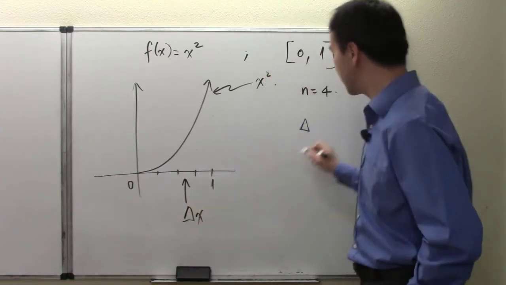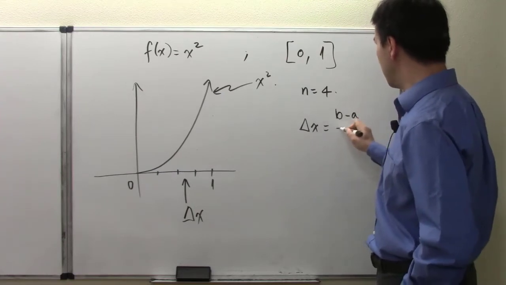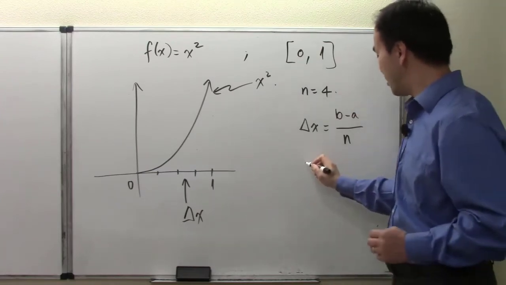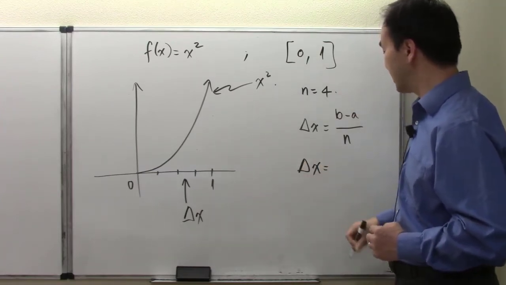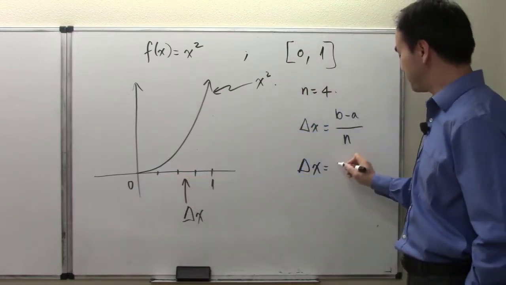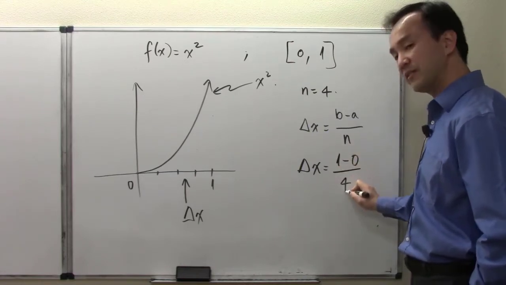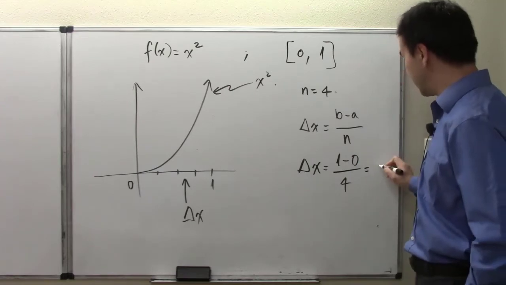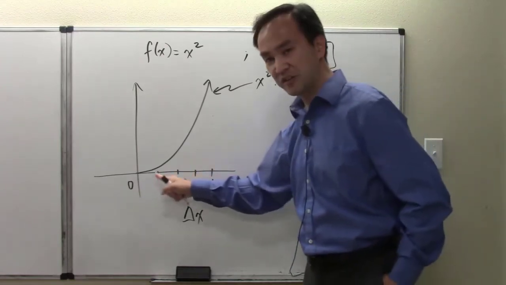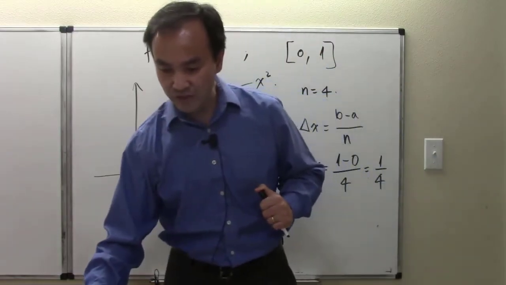Needless to say, delta x is simply the final point minus the beginning point of our interval, divided by the number of desired subintervals. So in this problem, each little subspace is 1 minus 0, the ending minus the beginning, divided by the 4 subintervals that we desire. And so delta x is equally spaced, being 1/4 in each of the spaces here.